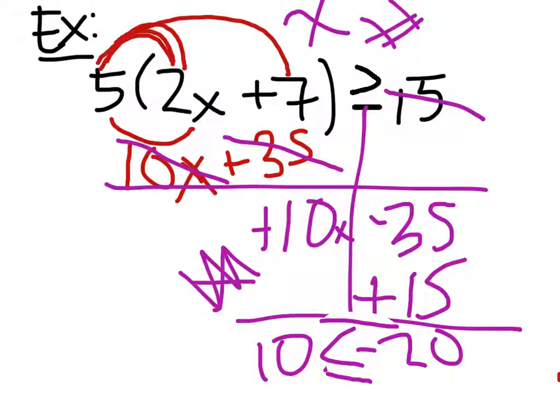Wait, I did that wrong. No, you get it right. You just gotta put an x in front of the 10. Okay. I know what happens next now. Now what you do is you take negative 20 divided by 10, and then it equals negative 2, and there's the answer.